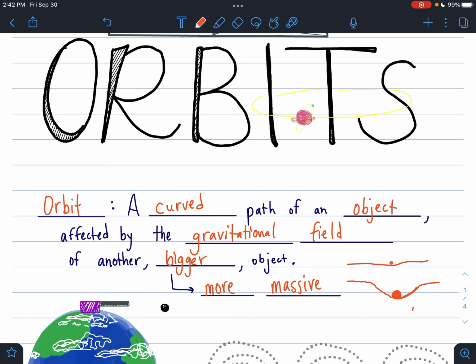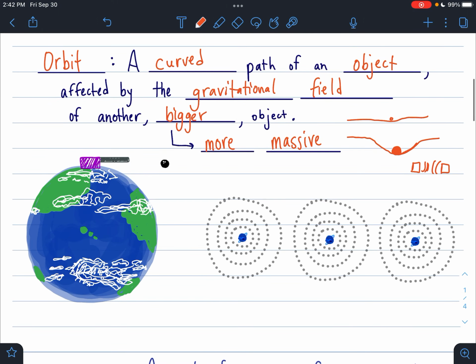Just like with a magnet, when you put two magnets close to each other, you might feel the tug of the other magnet, but as you get them closer, you feel it stronger and stronger. So that's what a field is. And an orbit is a curved path of an object that's affected by the gravitational field.